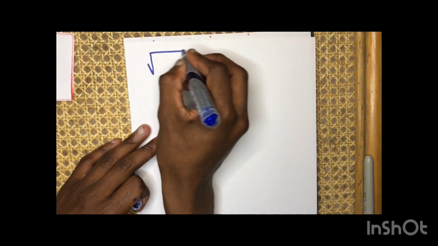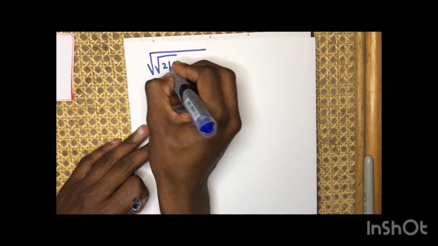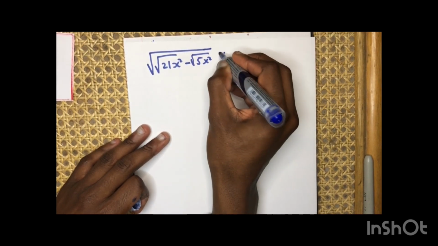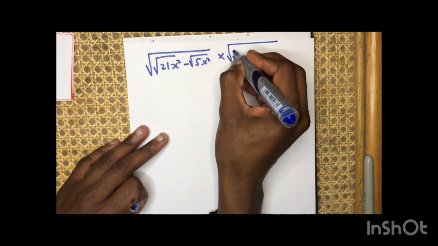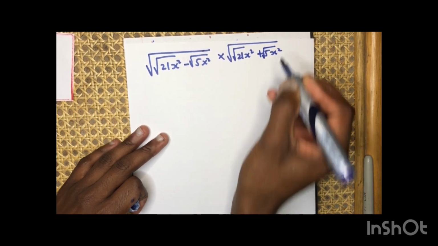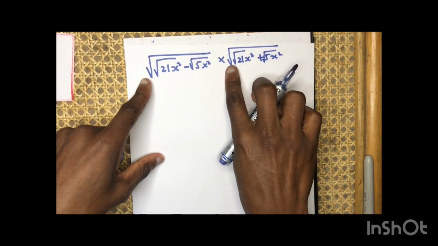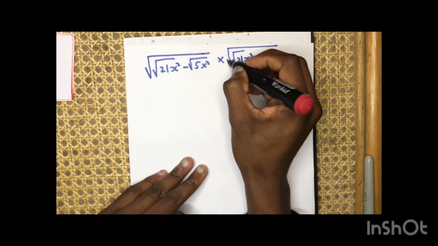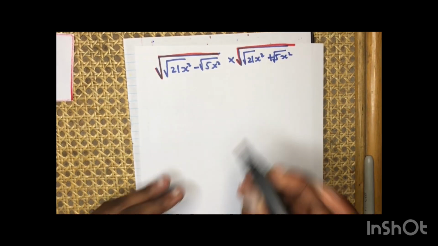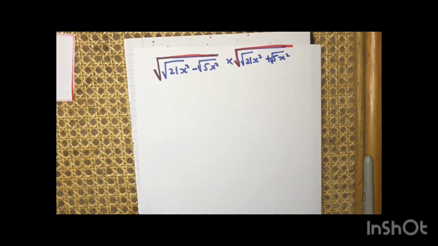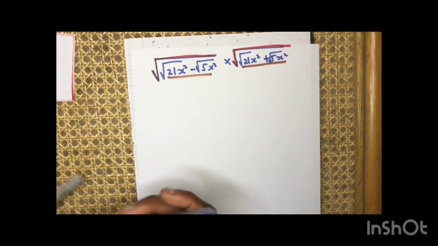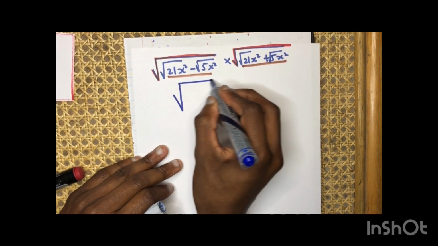So I have a root here, the larger root, and then I have root 21x squared minus root 5x squared times another root here, 21x squared plus 5x squared root. So guys, since I have the same root here, this one is the same with this one. So I'm going to take one root and multiply what we have inside.